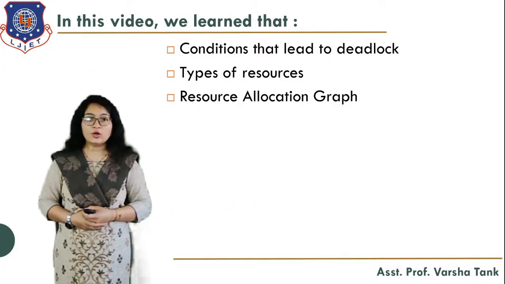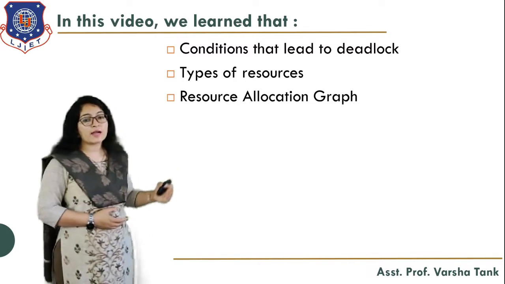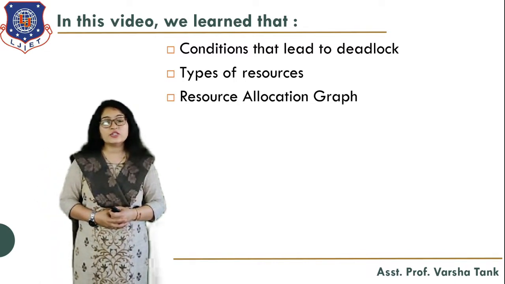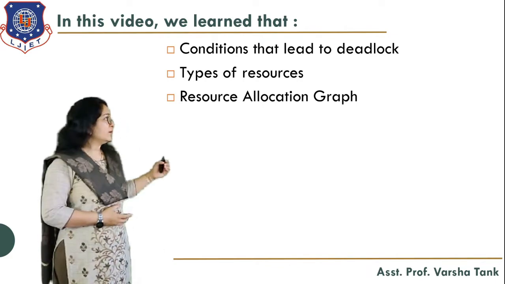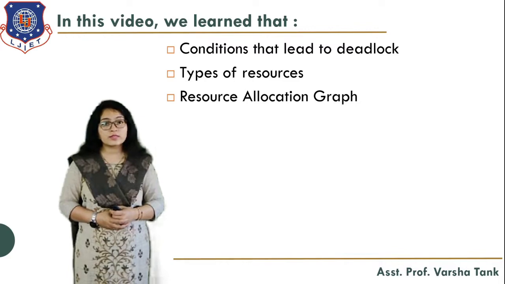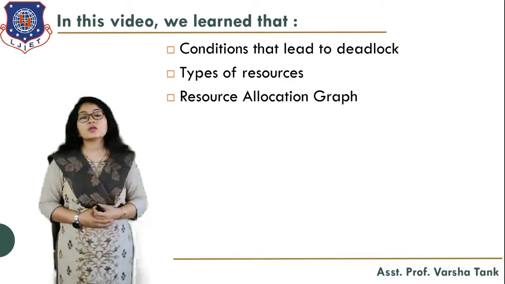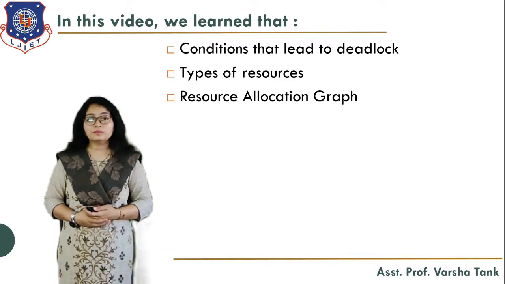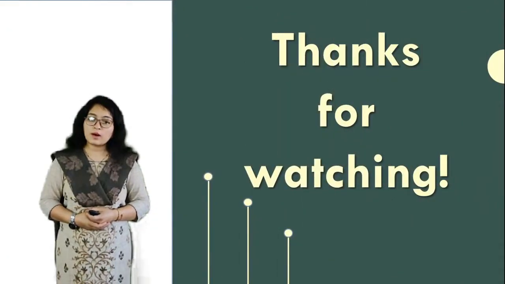So in this video we have learned the conditions that lead to deadlock, a total of 4 conditions. Then we have seen the types of resources, that is consumable and reusable resources, and last we have seen the resource allocation graph. So this is all about this lecture.